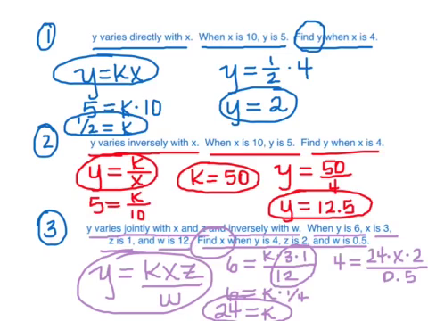So it says find x, so x is going to be the thing we don't know this time, when y is 4, z is 2, and w is 0.5, and we also have the k that we can fill in now, which is 24. The only thing we don't know is x, so if we simplify the right side, we have 24 times 2, which is 48, and 48 divided by 0.5 gives 96.